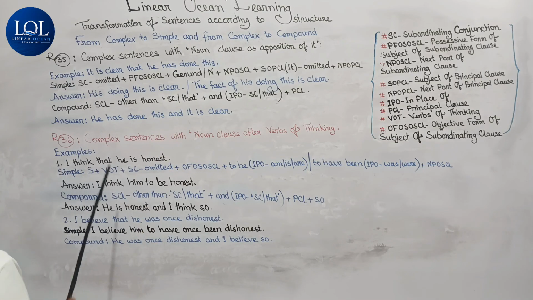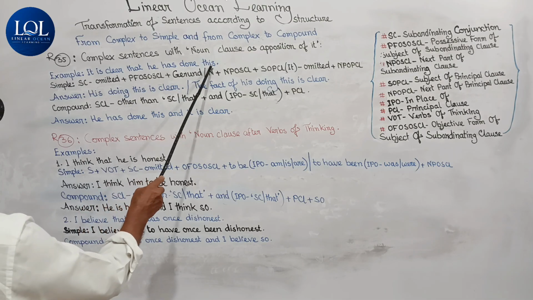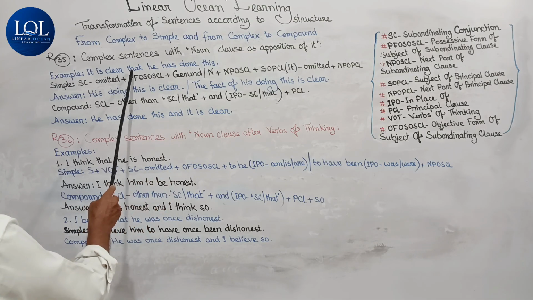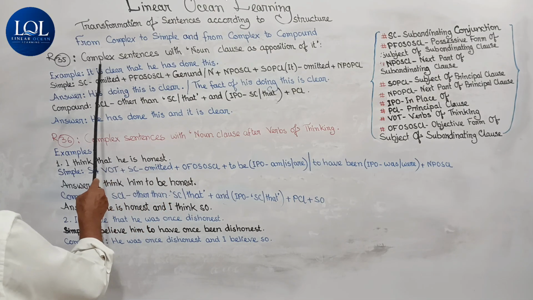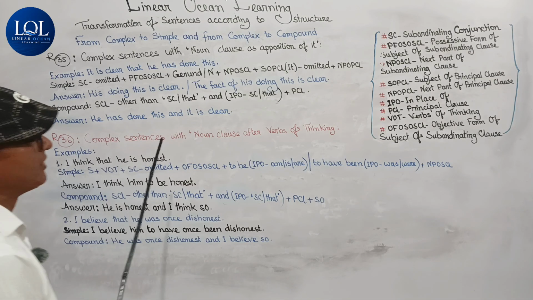In this sentence, "it is clear" is the principal clause and "that he has done this" is the subordinating clause, and it is working as a noun clause because it is working as the apposition of "it". Now, if we put it into a simple sentence, we have to follow a certain structure. Before going for the structure, I should clarify one thing: I have used many abbreviations in my structure and I should clarify them.